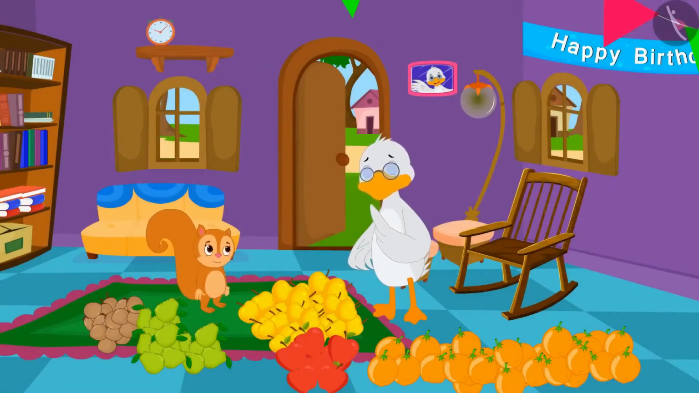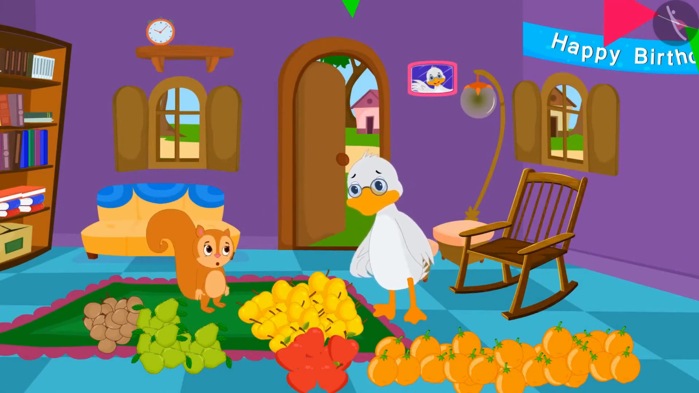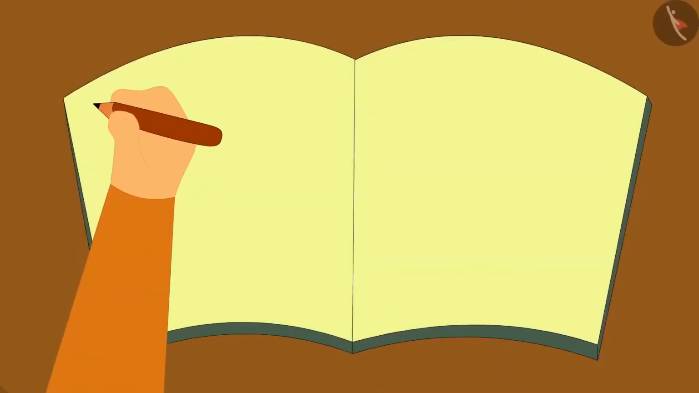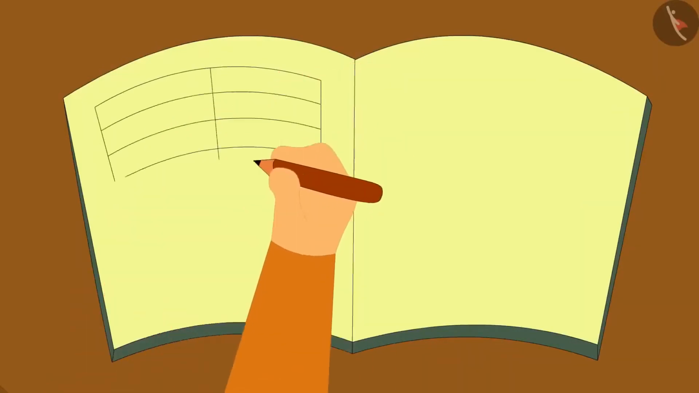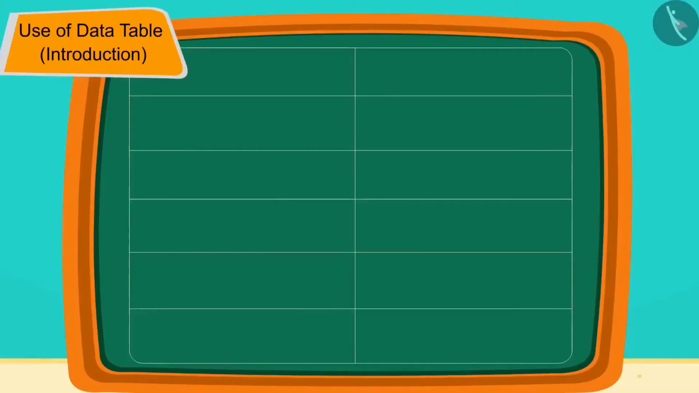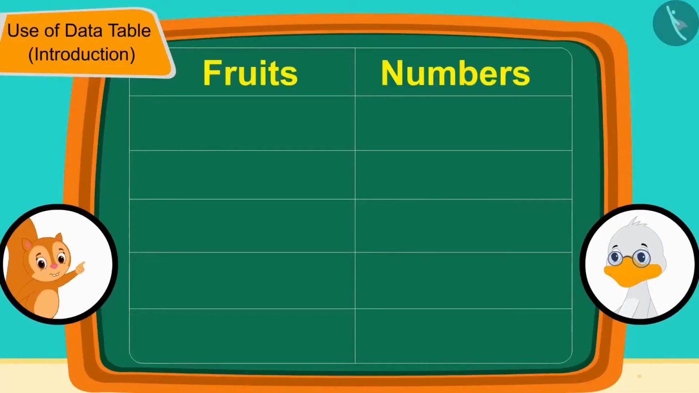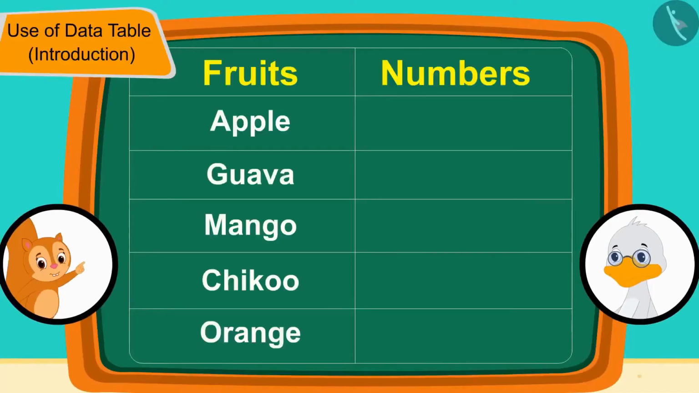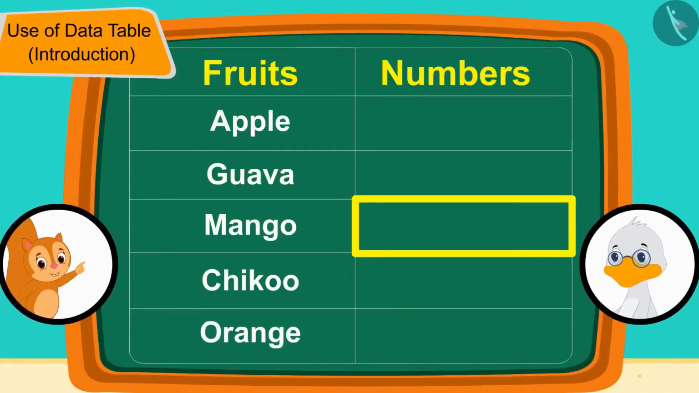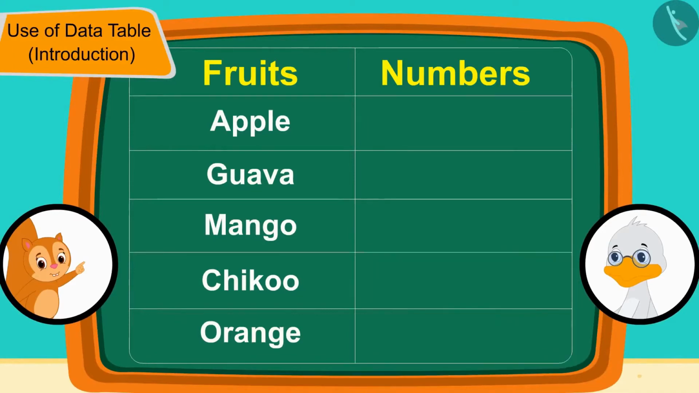Chanda told Uncle, Don't be sad, Uncle. I have another solution for this too. Chanda quickly made a table like this on a paper. Uncle, we can use this table to write down the number of fruits so that we don't forget them when we finish counting them. Here I have written the names of all the fruits.